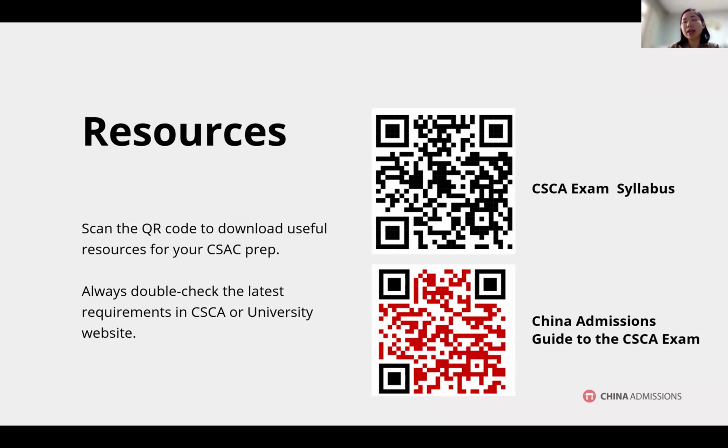The CSCA has provided the exam syllabus for all 5 subjects, including mathematics, chemistry, physics, and also STEM Chinese and humanities Chinese. You can scan the QR code to go to the CSCA website to download the syllabus and learn from it. And then the QR code below is the China Admissions Guide to the CSCA exam. So we prepared a PDF guide for you, complete with the current information on CSCA examinations that you should know. You can use this for your preparation.